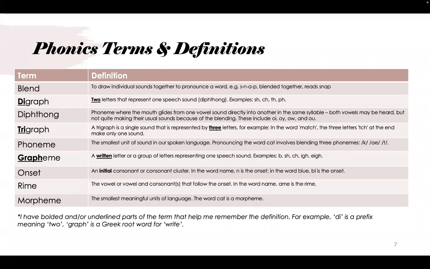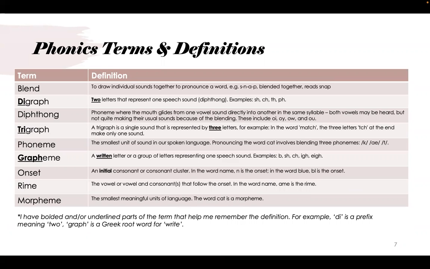Phoneme. The smallest unit of sound in our spoken language. Pronouncing the word cat involves blending three phonemes. A grapheme, and you'll see that the word graph is in there. Think of graph like a pie chart, like whatever type of graph. Graph is a letter written or a group of letters representing one speech sound. Examples: b, sh, ch, eh.